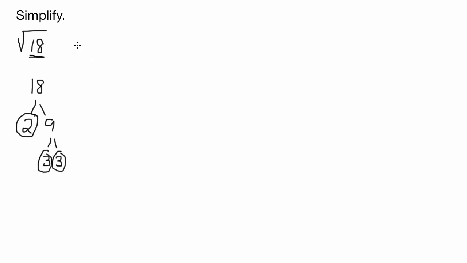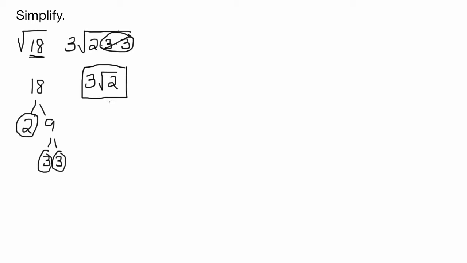So then you rewrite it as the product of its prime factors. So 2 times 3 times 3. Now, because it's a square root, you're looking for pairs. So for every pair you have, you circle it, cross it out, and bring one outside until you're done. So let me rewrite that. So now we have 3 root 2, because I had two 3's, it was a pair. So I circled it, crossed it out, and brought one outside of the radical symbol. And that's my answer. It's that easy.